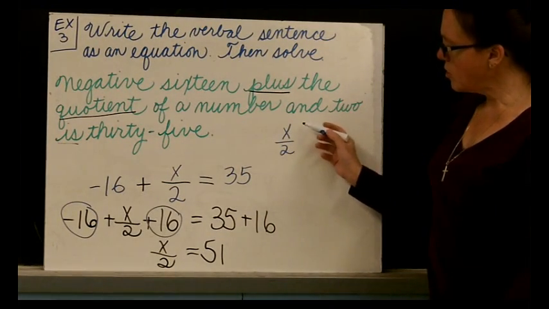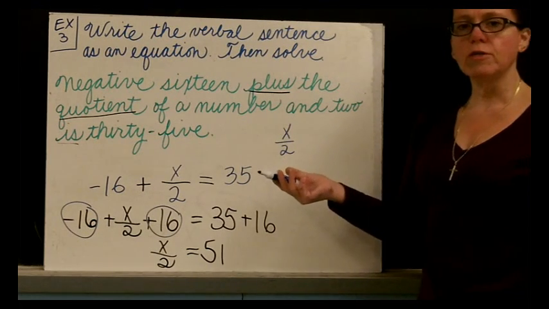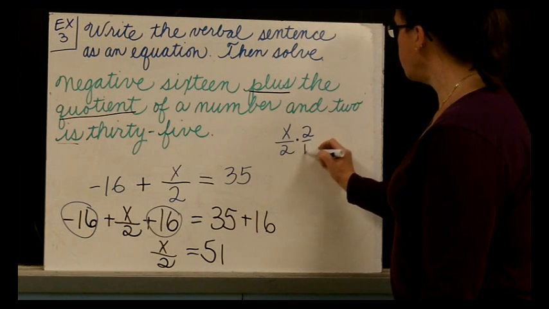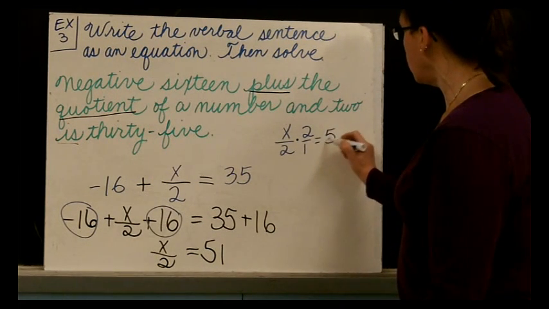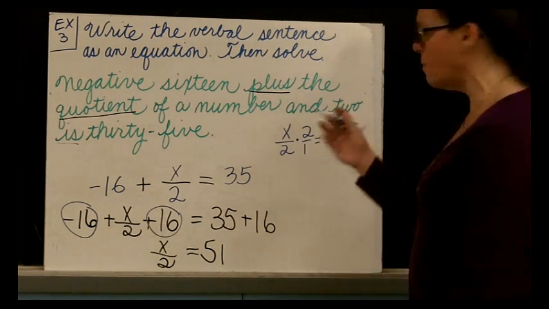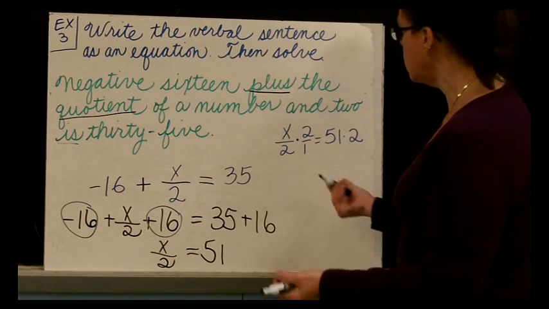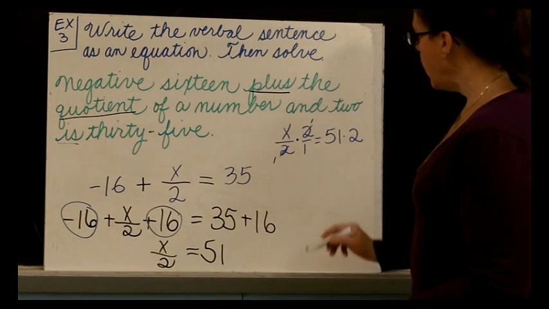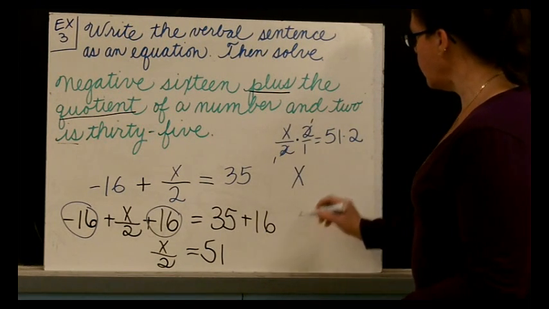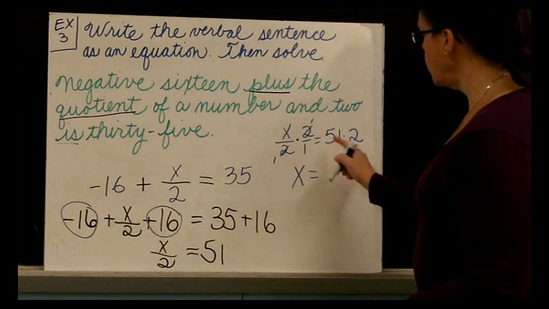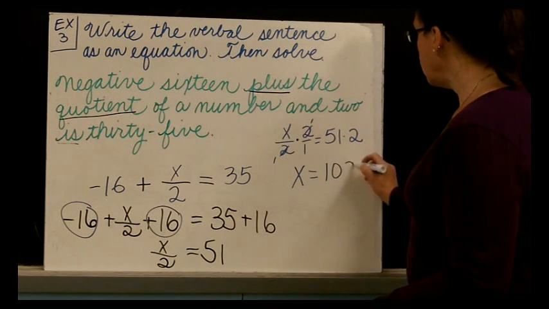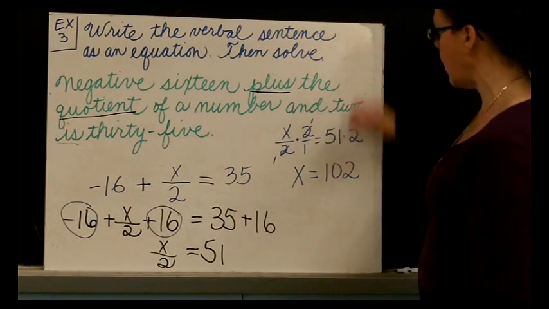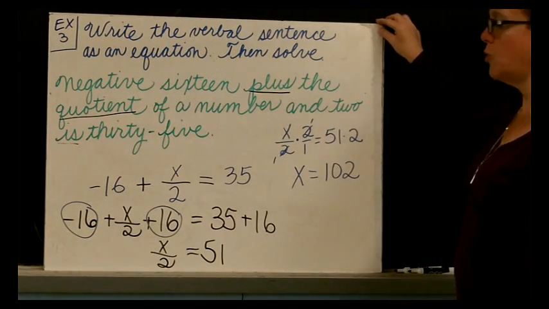The inverse operation of being divided by 2 is being multiplied by 2. So we're going to multiply both sides by 2 to keep the equation an equation. We want to make it fair, we want to keep it balanced. Here the 2's cross simplify, and we're left with just an x equaling 2 times 51 is 102. So the solution to our example number 3 is that x equals a positive 102.